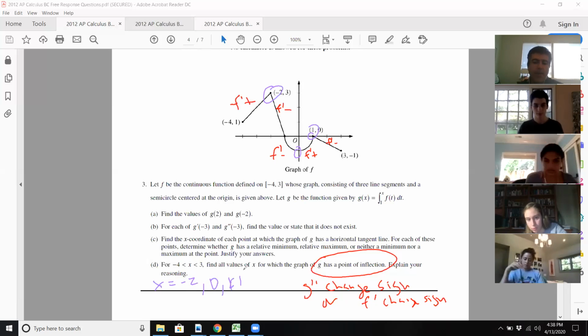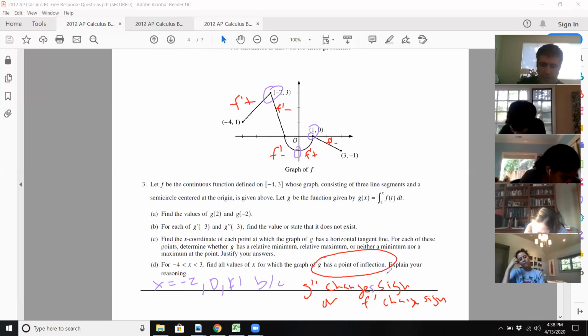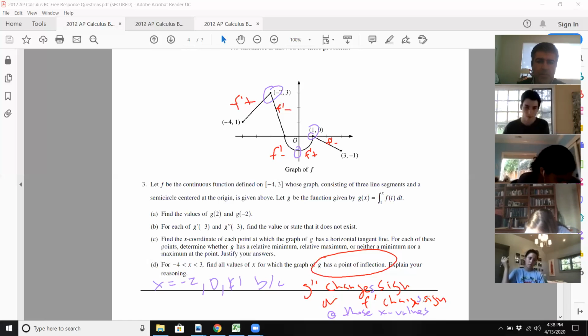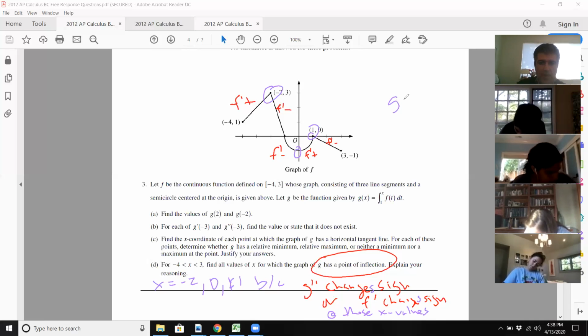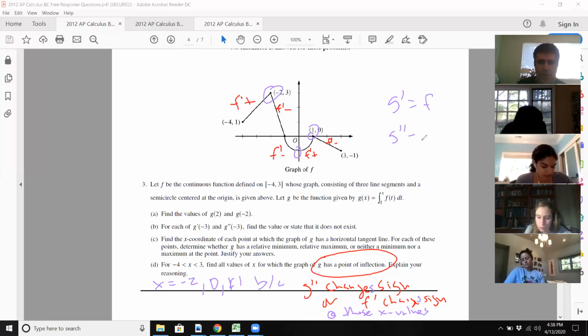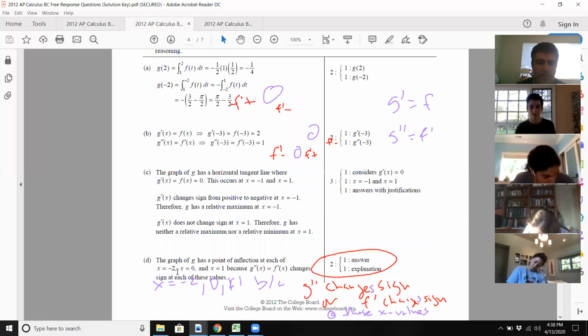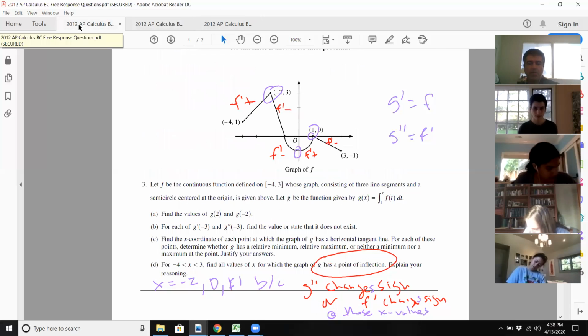You get 1 point for that. And then you have to say because G double prime changes sign, or F prime changes sign, at those x values. If you said that, you would get full credit. And I think you might want to make that establishment that G double prime equals F prime. That's why I always tell my students, just get that out of the way first. Just put it anywhere in the paper. They'll give you points for it. Yeah, -2, 0, and 1, because G double prime equals F prime and changes sign at each of those values. There you go. That's exactly 1.